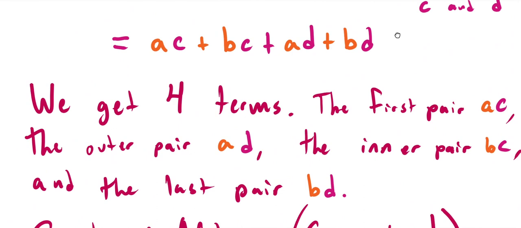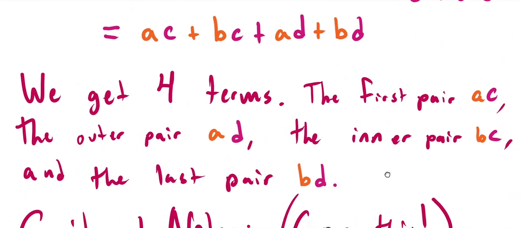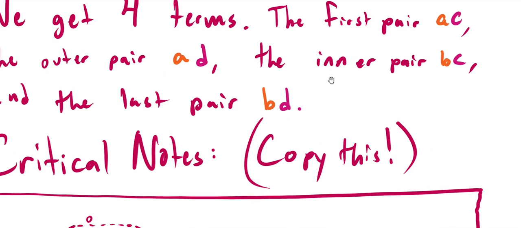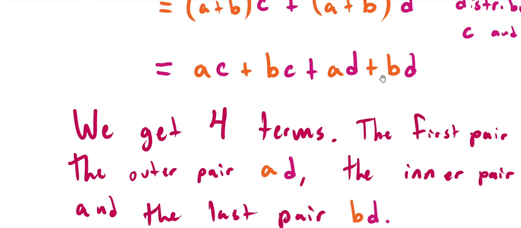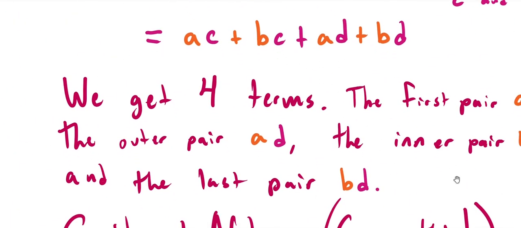This is an acronym. It's a shorthand. FOIL is a shorthand notation to remember that we need all four of these things. And yes, this is FIOL. We can switch around addition, can't we?